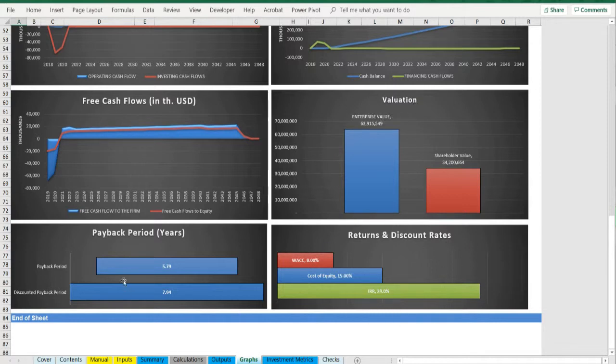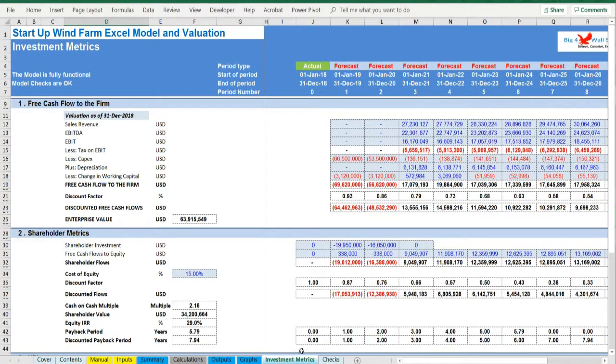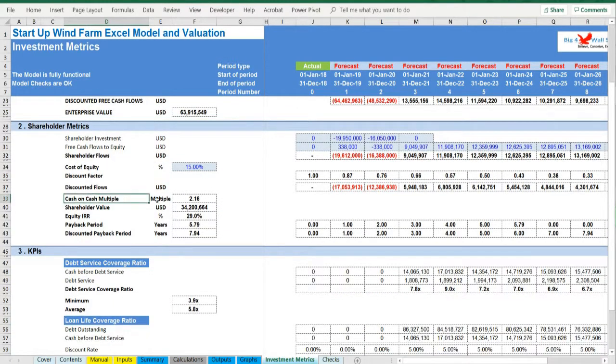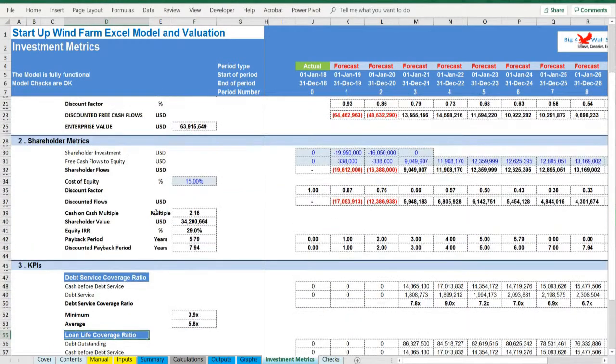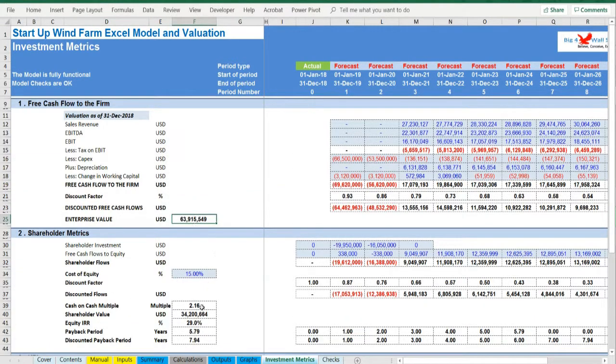Investment metrics. In order to see the detailed calculations for the above metrics, internal rate of return, debt service coverage ratio, loan life coverage ratio, valuations, payback period, you should consult this page for more information. Checks, a dedicated worksheet that makes sure that everything is working as it should.